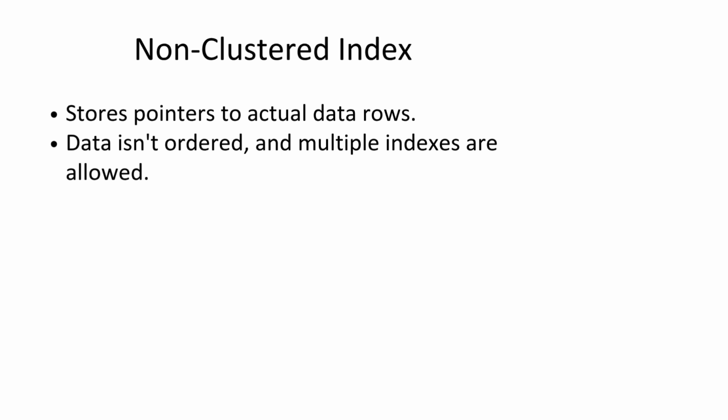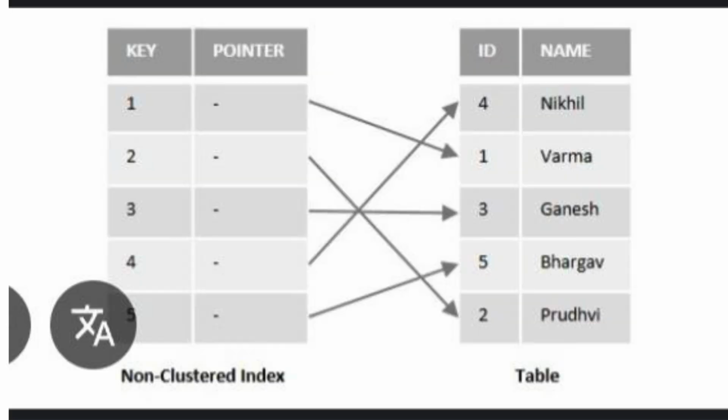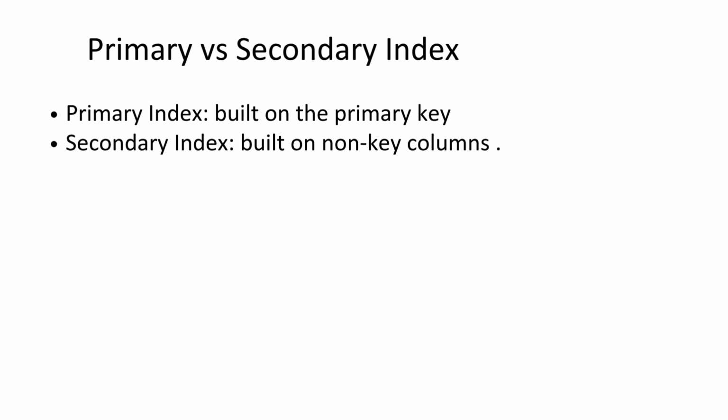Non-clustered index. A non-clustered index stores pointers to the actual data rows. The table's data remains unsorted. You can have multiple non-clustered indexes and they are useful for fast lookups when the data doesn't need to be physically stored in sorted order.